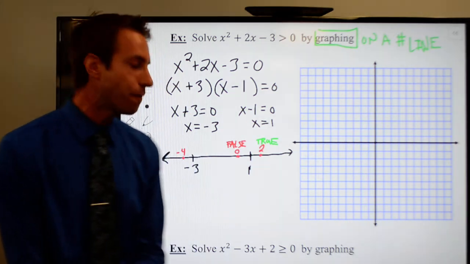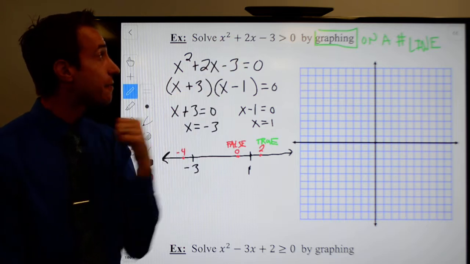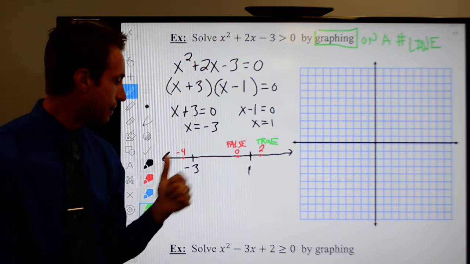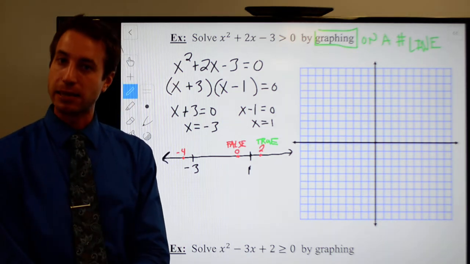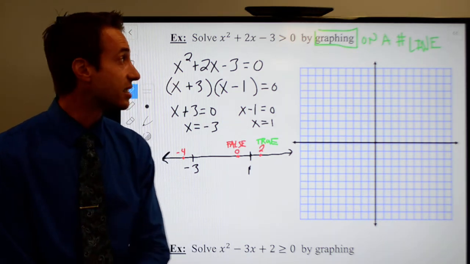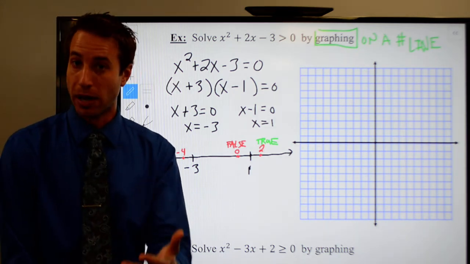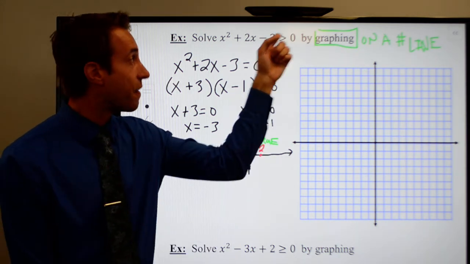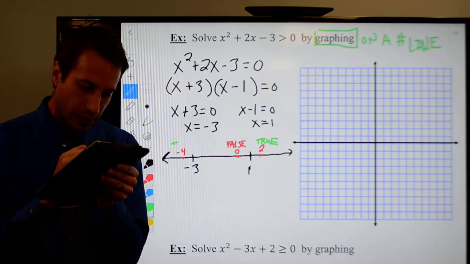Let's check -4. Well, I plug in a -4. -4 squared is 16. -4 times 2 would be -8. 16 minus 8 would be +8. 8 minus 3 would also be a 5. And 5 is greater than 0. So this turns out to be true as well.